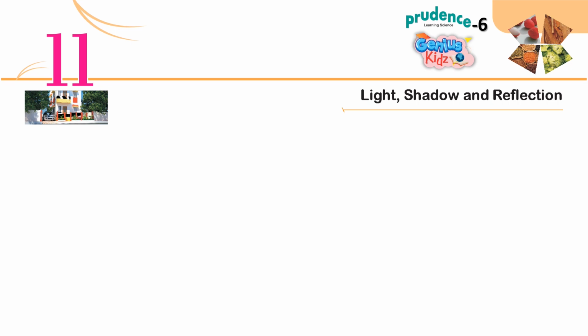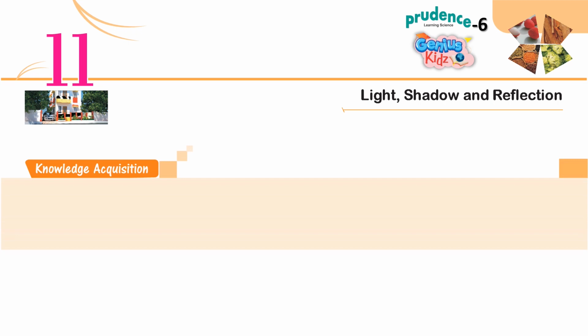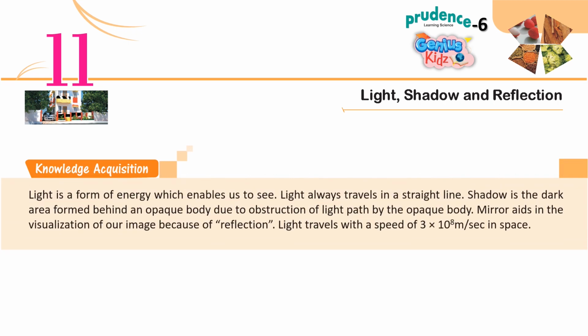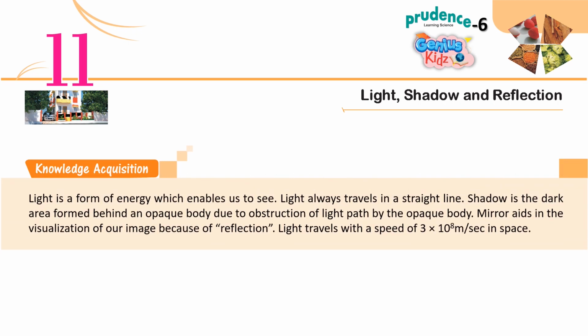Chapter 11. Light, Shadow and Reflection. Knowledge acquisition. Light is a form of energy which enables us to see. Light always travels in a straight line. Shadow is the dark area formed behind an opaque body due to obstruction of light path by the opaque body. Mirror aids in the visualization of our image because of reflection. Light travels with a speed of 3 times 10 power 8 meters per second in space.